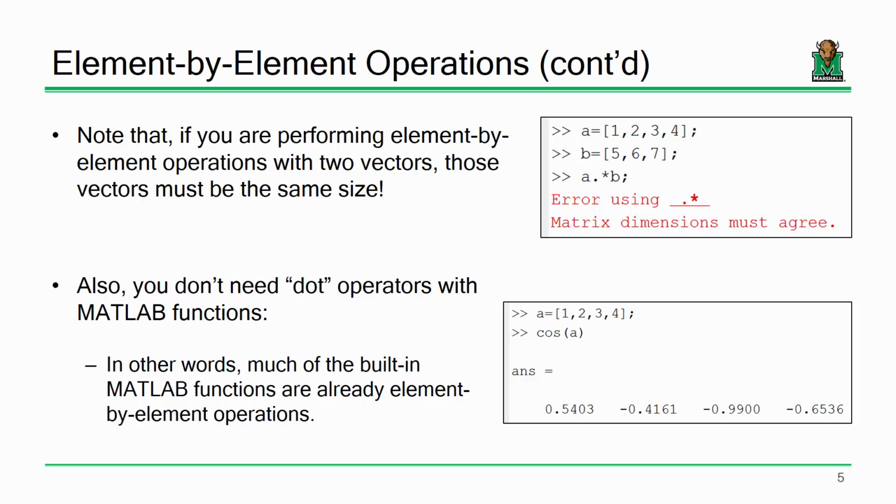Now, you also don't need to do those dots anytime that you use a MATLAB function. So, for instance, if I have a equals 1, 2, 3, 4, and I just take the cosine, it'll just take the cosine of each element. So you don't need a dot operator for all of those.